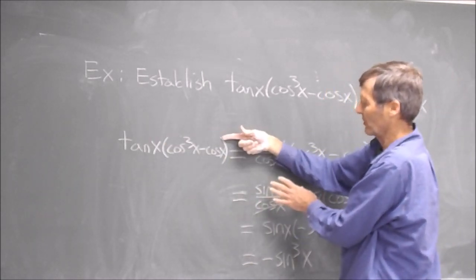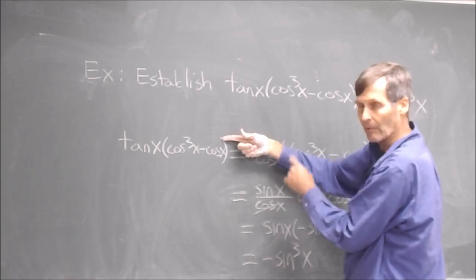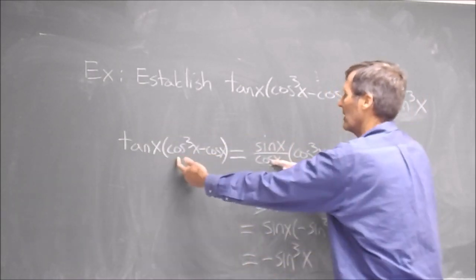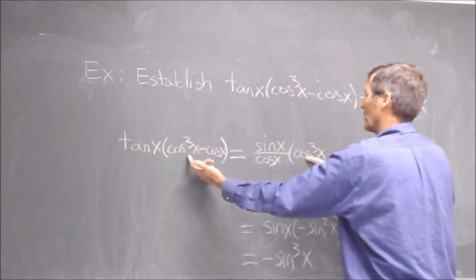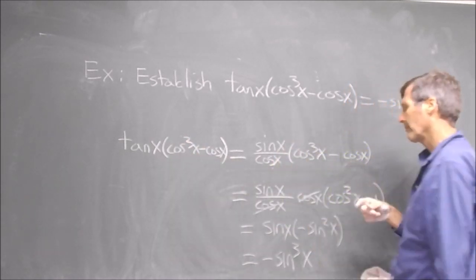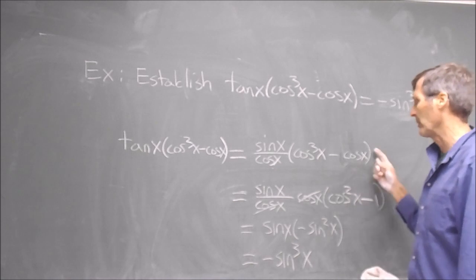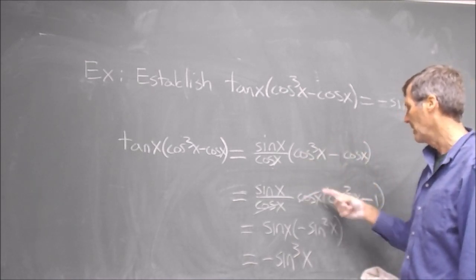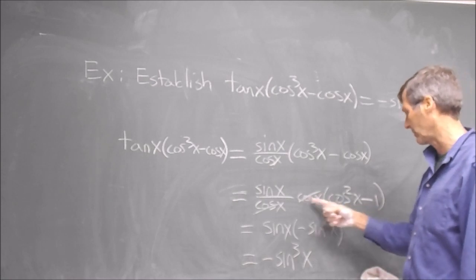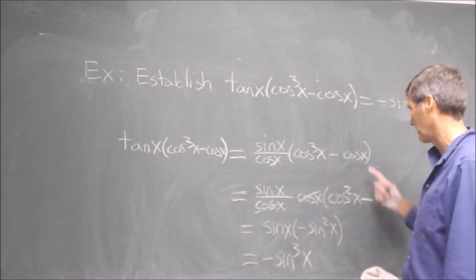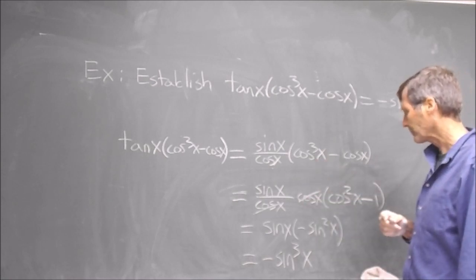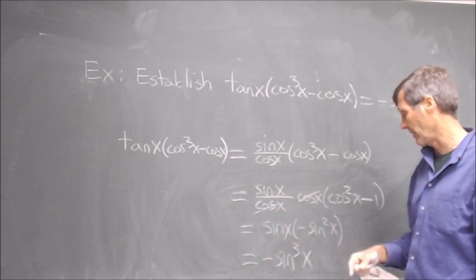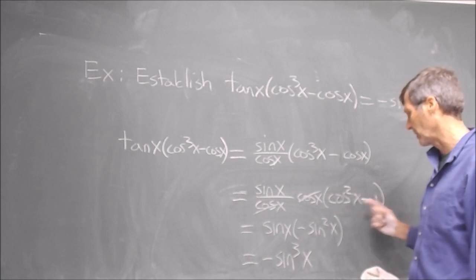Well, I don't see an obvious trig identity or algebra to do, so I write everything in terms of sine and cosine. I write tangent as sine over cosine. Now I have sine over cosine times cosine cubed minus cosine. Now I can apply algebra though. Algebra says I can factor something out of here. This factors as cosine times cosine squared minus 1, right? This term is cosine cubed, this term is minus cosine. And now I observe I can cancel this cosine with this cosine, leaving sine times cosine squared minus 1.